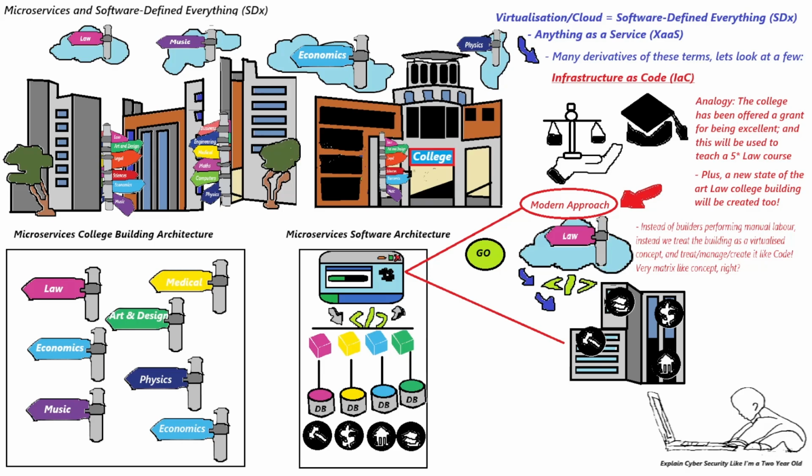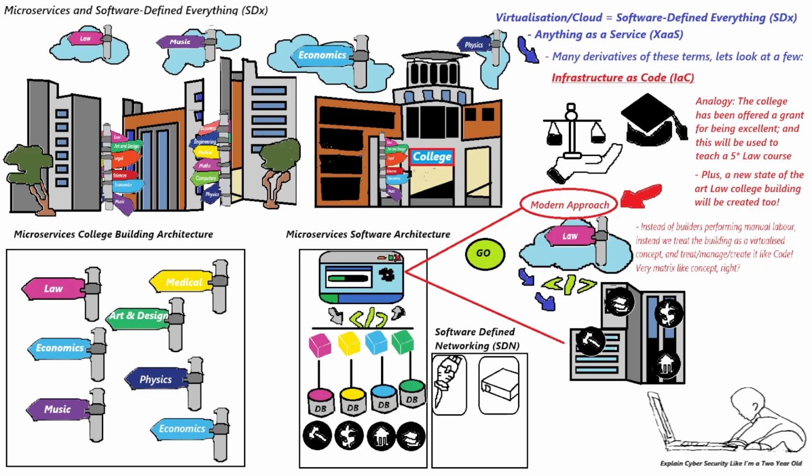What's even cooler with the infrastructure as a code and even software defined everything is literally everything is software defined, including networking, SDN, software defined networking, where we can choose what components we want to add into our new fancy law building. This could literally be any networking component, such as a fancy switch, cable, firewall, or even high speed internet of any type, because anything is possible with anything as a service.